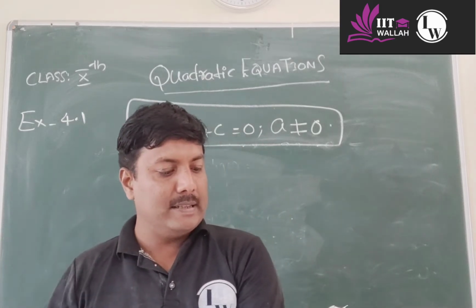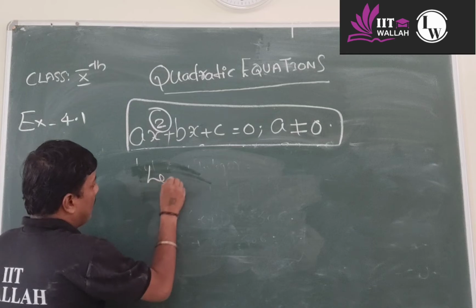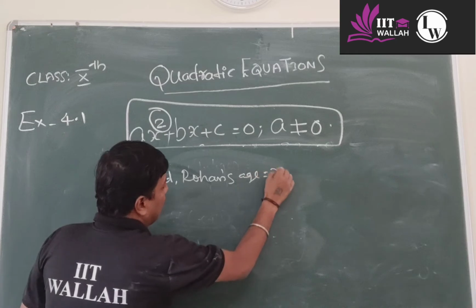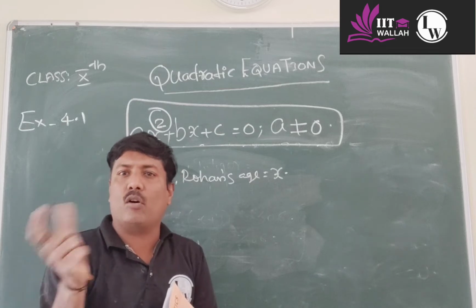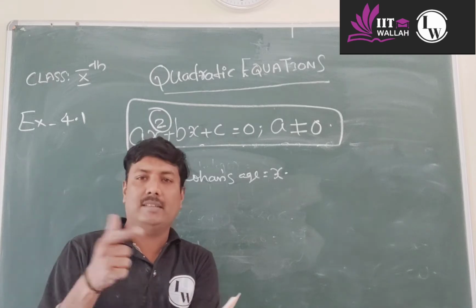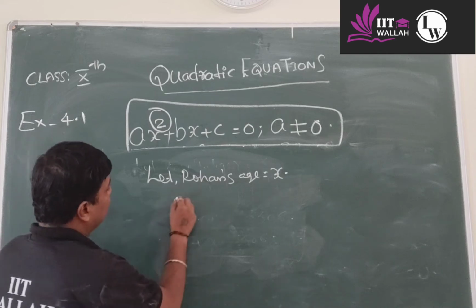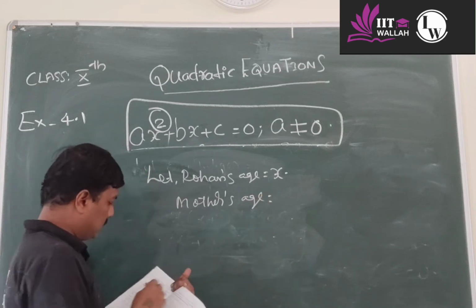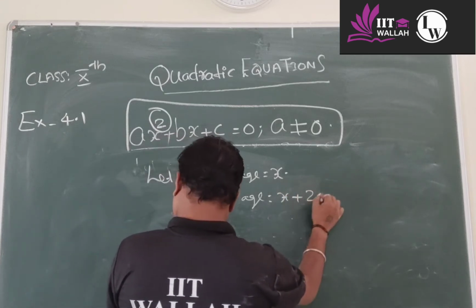Rohan's mother is 26 years older than him. So let Rohan's age be equal to x. Now I am just teaching you how we can make the quadratic equations, not the solution. Solution we will do together. This question also we will do together. And then the mother's age will be 26 years older than him. That means x plus 26.